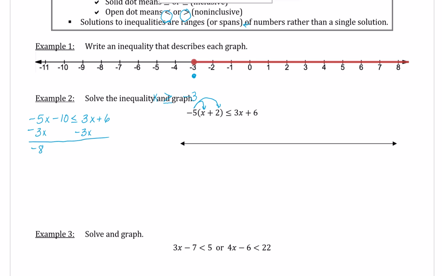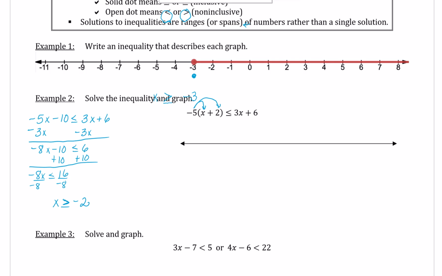So I get -8x minus 10 is less than or equal to 6. Then add 10. -8x is less than or equal to 16. And then I can divide both sides by -8. Now, since I'm dividing both sides by -8, I'm going to flip that inequality, and I get x is greater than or equal to -2. So I want to graph all the numbers that are bigger. My answer is all numbers that are bigger than or equal to -2.